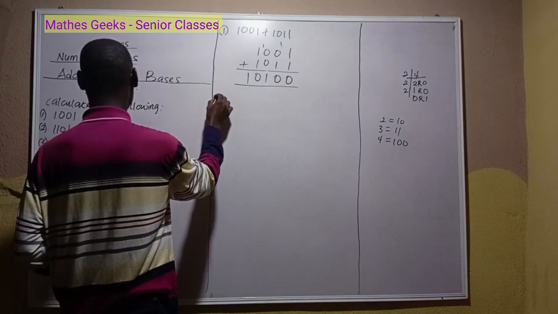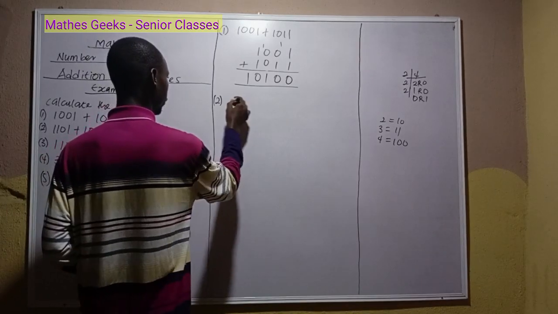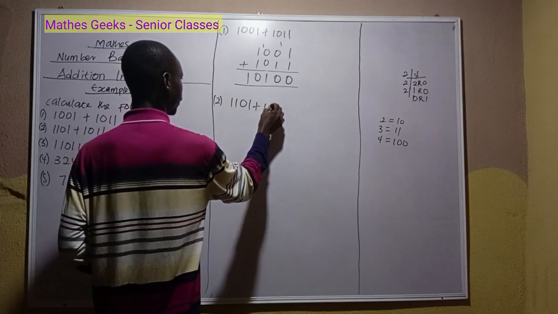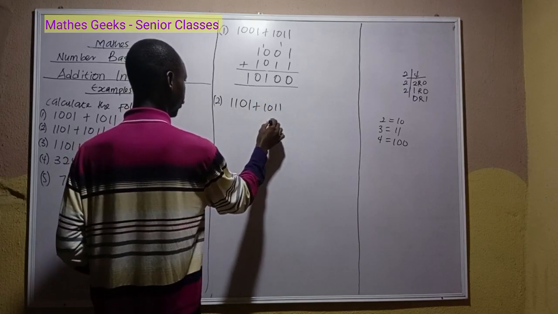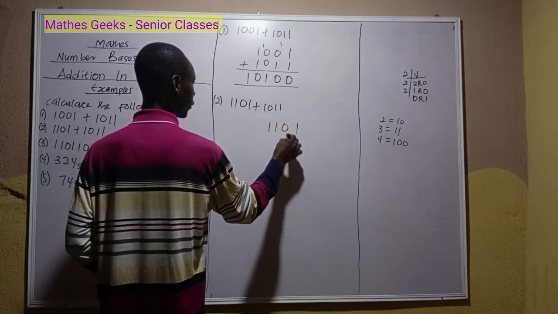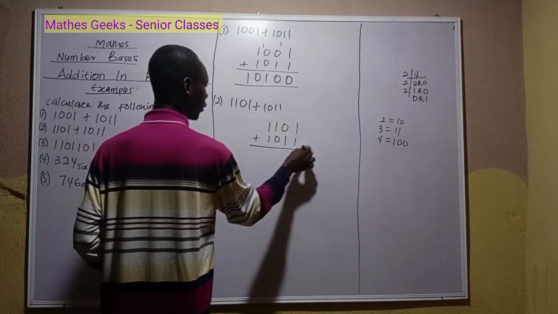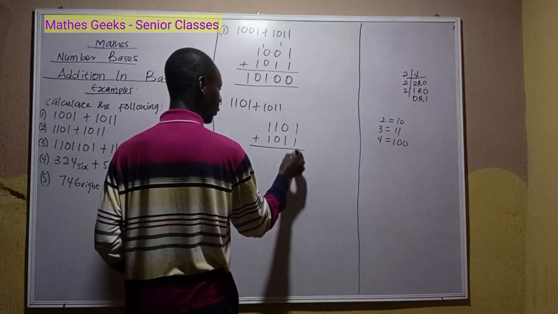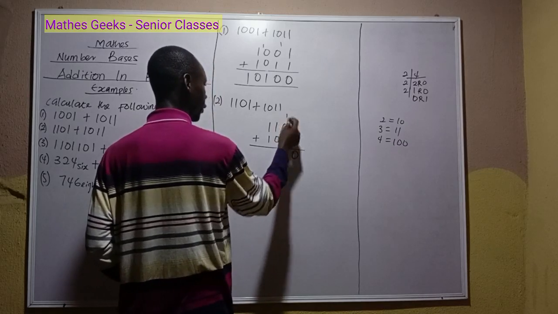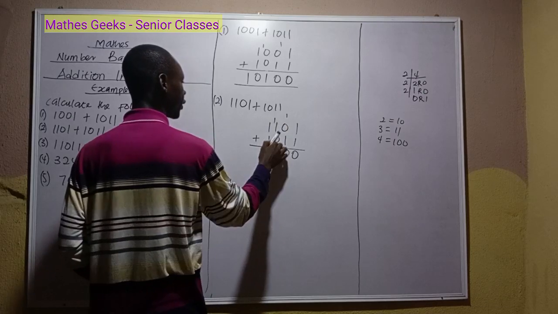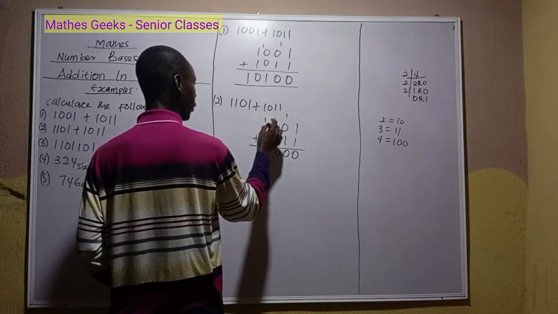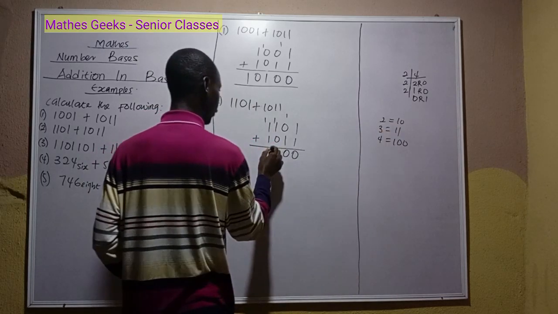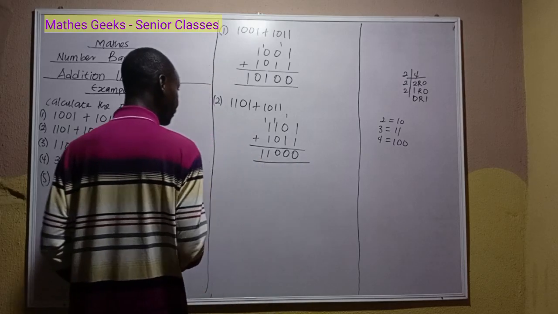That's number 2, 1101 plus 1011. So let's arrange 1101 and 1011. So let's add 1 plus 1 is 2, but 2 in base 2 is 10. So 0 carry 1. 0 plus 1 is 1 plus 1 is 10. And then 0 carry 1. 1 plus 0 is 1 plus 1, 10. Carry 1. 1 plus 1 is 10 plus 1, that is 3. 3 in base 2 is 11. So write down 11. That's our answer.